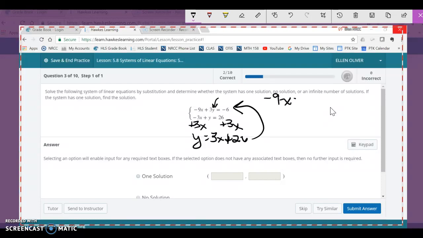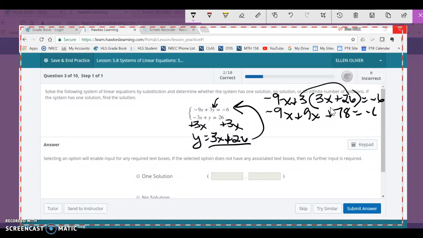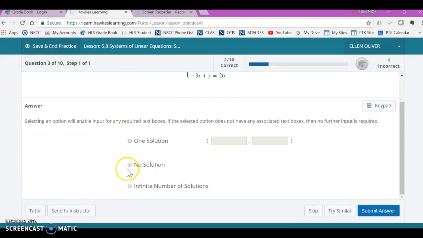I'm going to substitute that in for y in that first equation and solve for x. So negative 9x plus 3 times 3x plus 26 is negative 6. So negative 9x plus 9x plus 3 times 26, 78. All right, combine like terms, boom, they're gone. So now I have a statement that looks like this. Well, that is never true, no matter what x and y are. So that's always false. So there's no solution to that one.